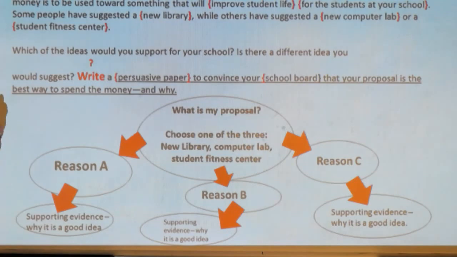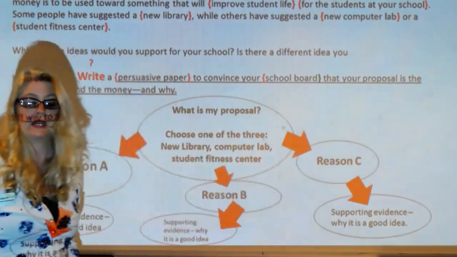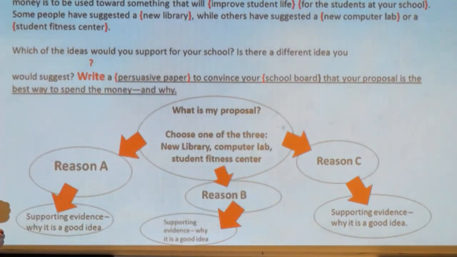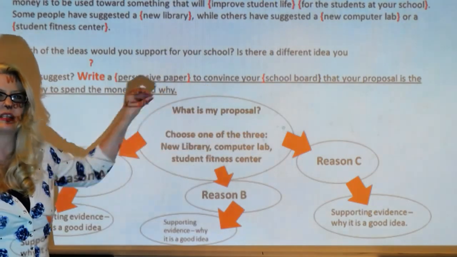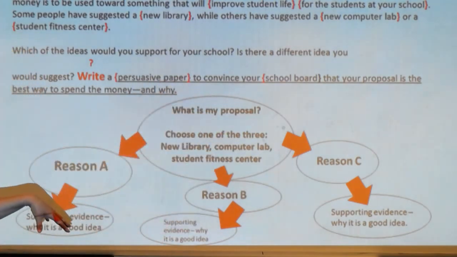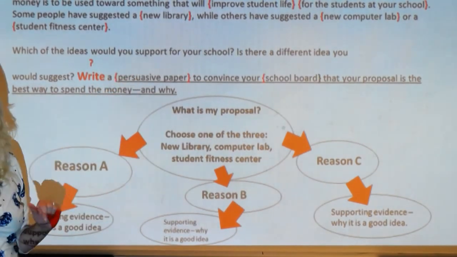Then I know I want 3 reasons to support my opinion. So I wrote reason A, reason B, and reason C. And then for each reason, I know I'm going to provide supporting evidence of why that particular thing is a good idea. Now that I've got the bones or the skeleton outlined here with my graphic organizer, I would move on to filling it out with my opinions, how I'm going to persuade people.